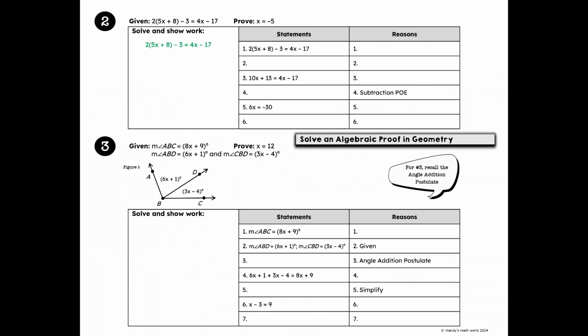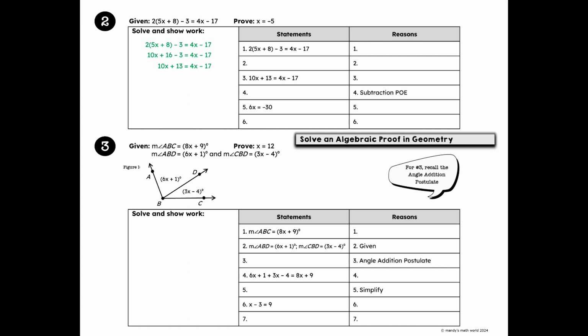I need to get rid of those parentheses, so I'm going to distribute the 2 into each term inside the parentheses. 2 times 5x is 10x. 2 times 8 is 16. So I get 10x plus 16 minus 3 equals 4x minus 17. I'm going to combine like terms on the left side of that equal sign. 16 and negative 3 is 13. So I get 10x plus 13 equals 4x minus 17.